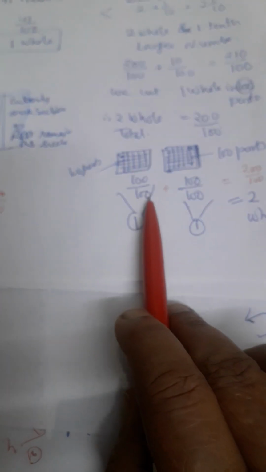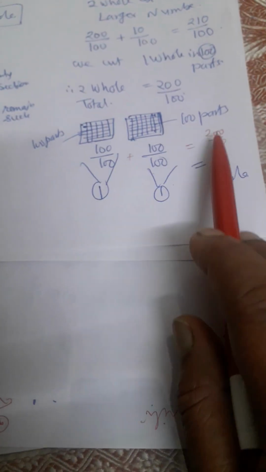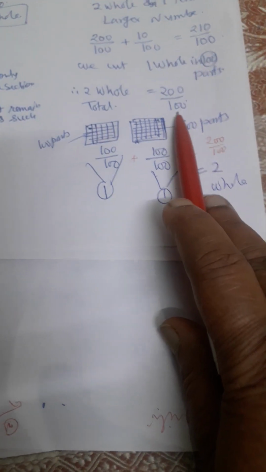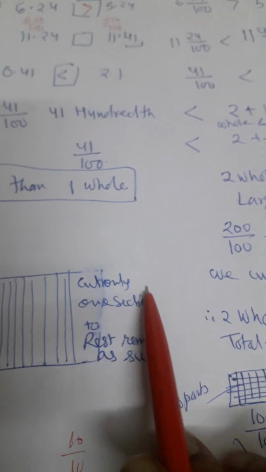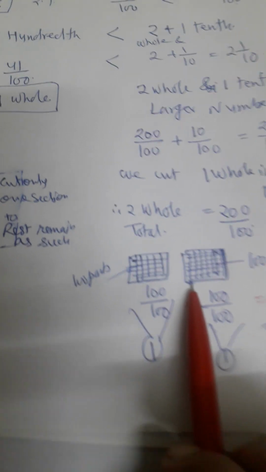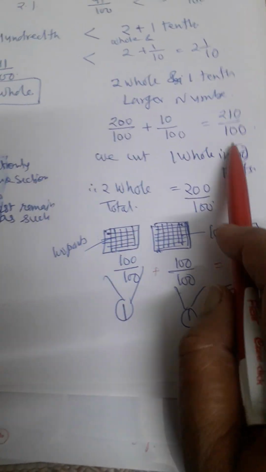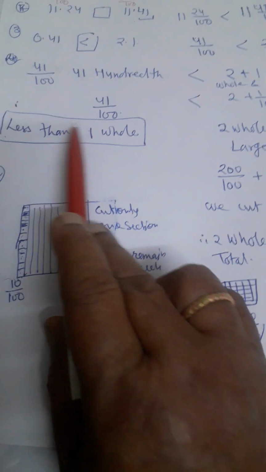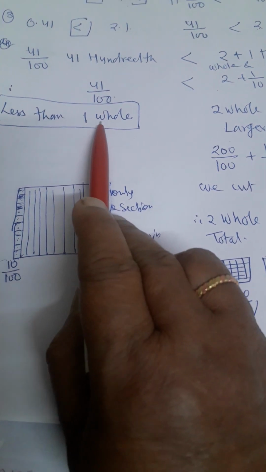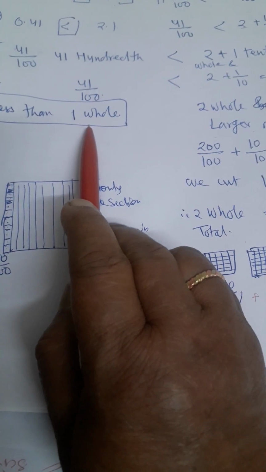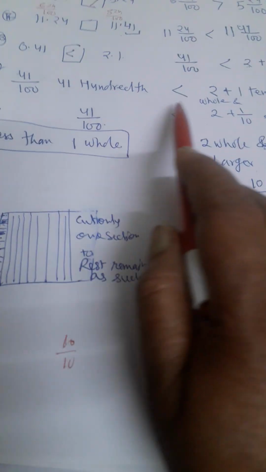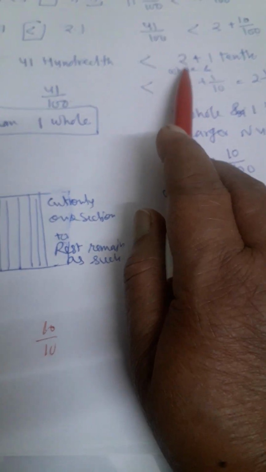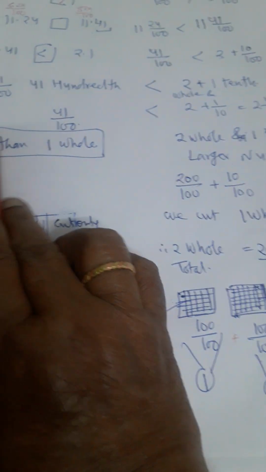How many hundredths are there in 2 wholes? There are 200 hundredths. This is very easy once you understand why I have written this. 200 plus 10 hundredths is equal to 210 hundredths, and 41 hundredths is very small, less than 1 whole. That is why 2.1 is larger than 0.41.